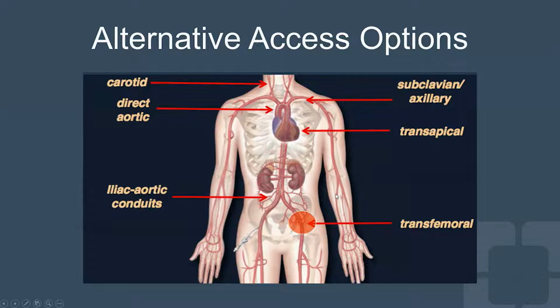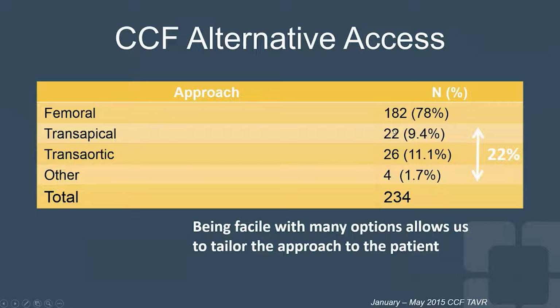But when alternative access is needed, what we can do is place the device directly through the apex of the heart, called the transapical approach, and this requires a mini left-sided thoracotomy. Also, the device can be inserted through the subclavian artery or the carotid artery, or directly from the ascending aorta through a mini hemiupper sternotomy. At Cleveland Clinic, the transfemoral approach represents about 78% of all TAVR procedures, and this was data prior to 2015. With the newer generation of devices with a smaller sheath, this transfemoral approach has become even more common.